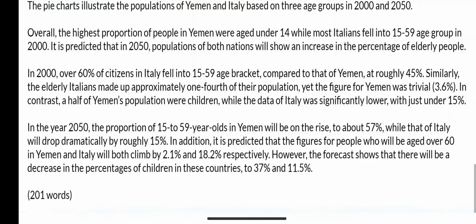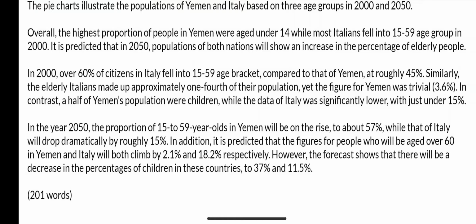In 2000, over 60% of citizens in Italy fell into the 15 to 59 age bracket, compared to that of Yemen at roughly 45%. Similarly, the elderly Italians made up approximately one-fourth of their population. Yet the figure for Yemen was trivial, 3.6%. In contrast, a half of Yemen's population were children, while the data for Italy was significantly lower, with just under 15%.